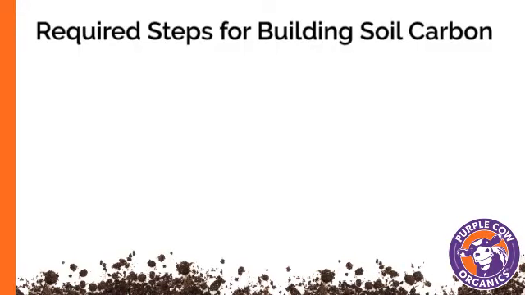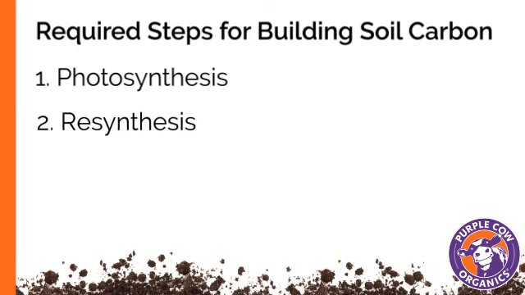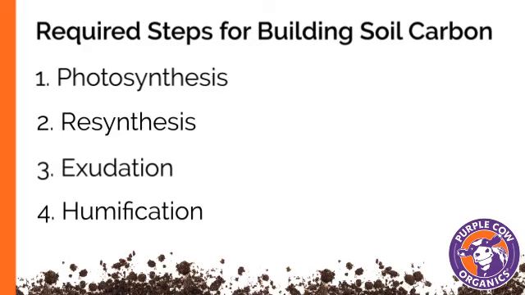This segment is simply about how you build carbon in the soil through a foliar application. In the simplest form, and this is going to sound simple, we build carbon with plants and microbes. And it's kind of that simple. The four steps that are critical are photosynthesis, resynthesis, exudation, and humification.